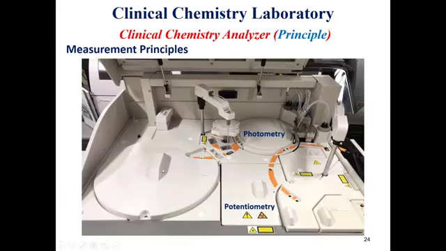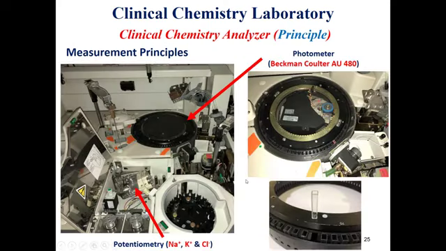As we can see here, this is a model manufactured by Beckman Coulter. This is the AU480. We can see here the photometer, which uses the principle of measurement of light absorption in order to measure the concentration of analytes in serum. Here is the part which is related to the potentiometric principle, which is used to measure ions using ISE electrodes, or ion selective electrodes. This is the same photo of the above analyzer. We can see here the photometer. Here are two photos of this photometer.